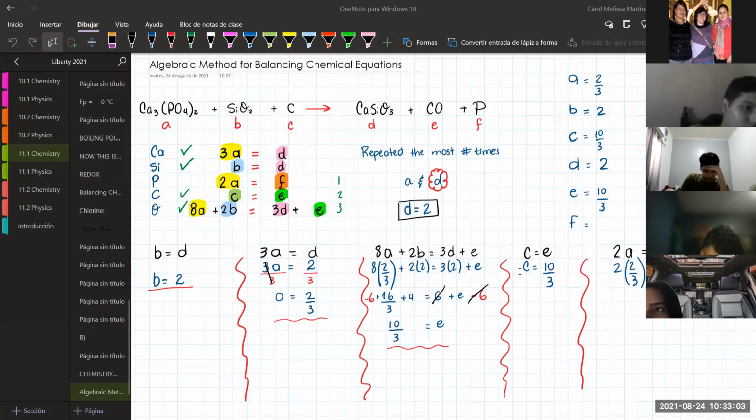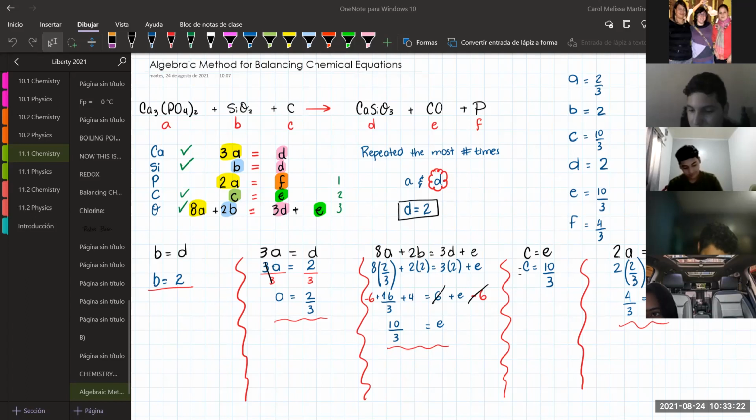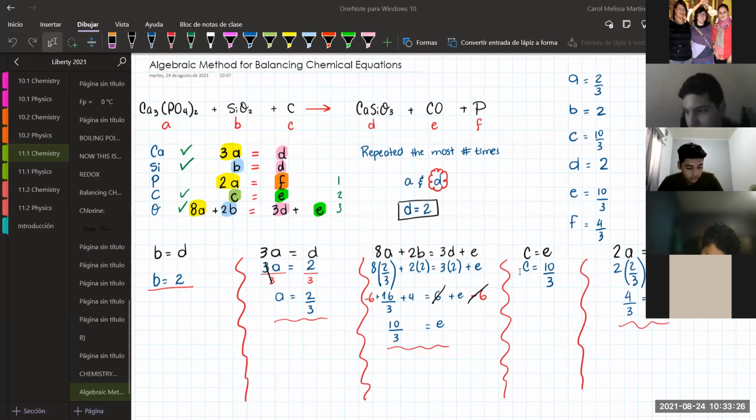So 4 over 3 is equal to F. And with this, we found the value of F, which is 4/3. And take a look, with this, we finished. But as you can see, the values that we got, they are fractions. Okay? So what happens when you have fractions or decimals as coefficients?